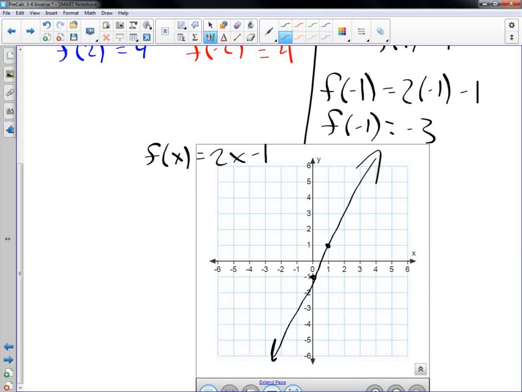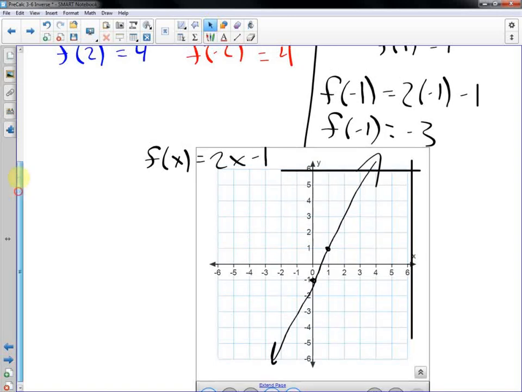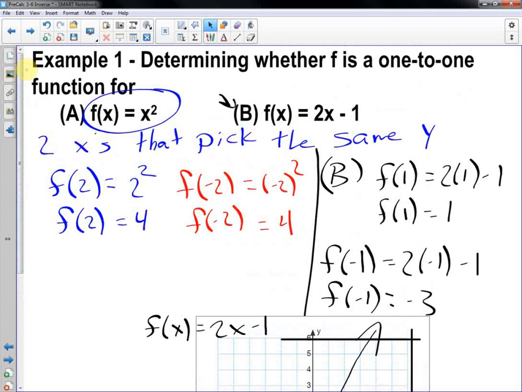No. Now, if we think about it, what test do we use on graphs to determine whether something is a function or not? Vertical line test. So this tells me function, right? A horizontal line test will tell me if it's one-to-one, right? So now we're checking to see if there are any double y's. And is there any double y's? No. So is this one here, this 2x minus 1, a one-to-one? Yes.